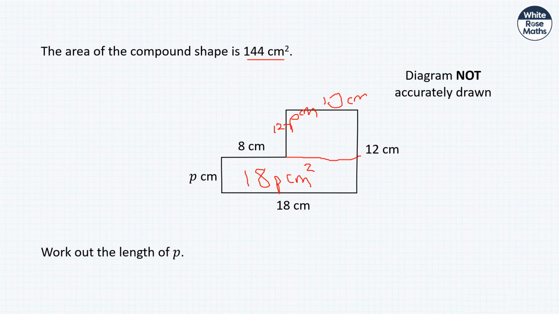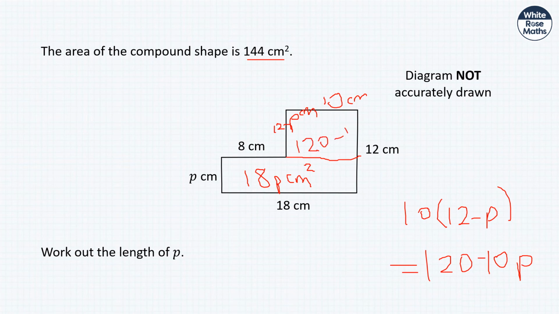The area of this rectangle will be 12 minus P times 10. Okay, so it'll be 10 lots of 12 minus P. So that'll be 120 subtract 10P when I expand that bracket. Okay, so 120 minus 10P.